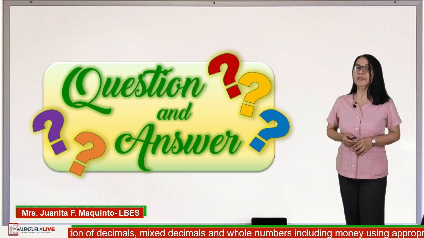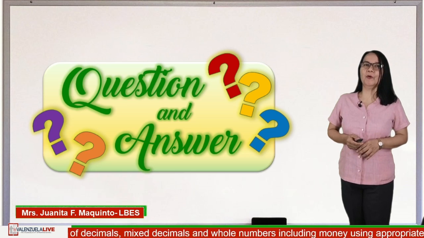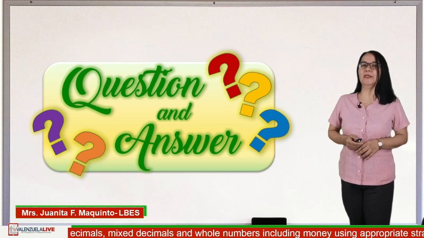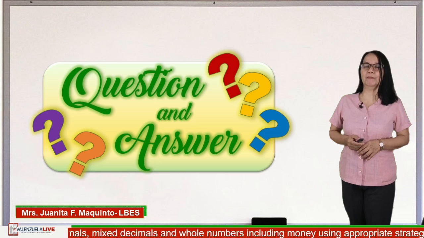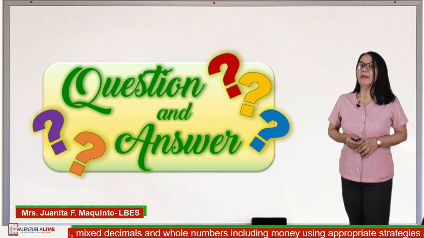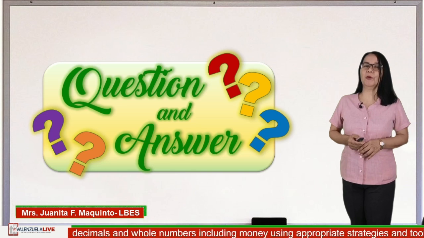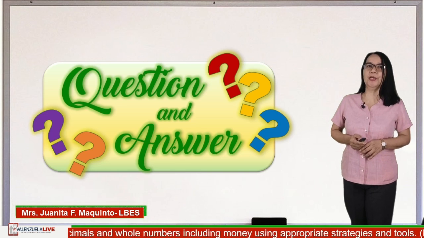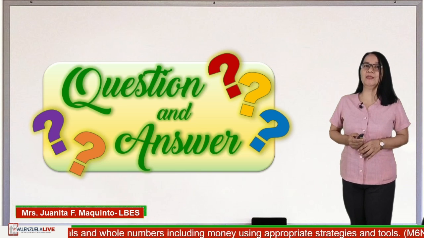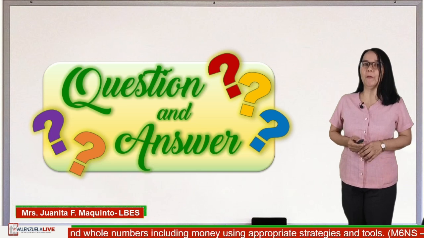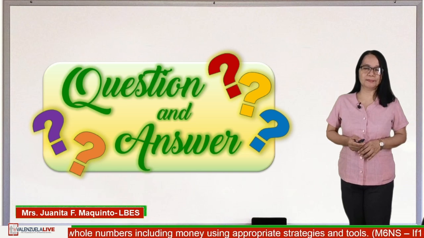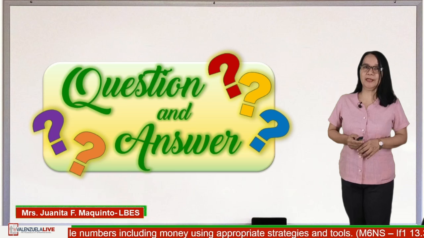For our first question, how do you know that a problem is a multi-step problem? A problem is a multi-step when it involves more than one operation and you must solve it in the correct order of operations. Is there any other question?